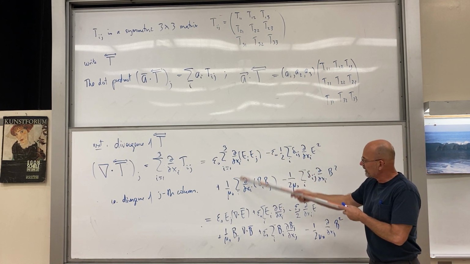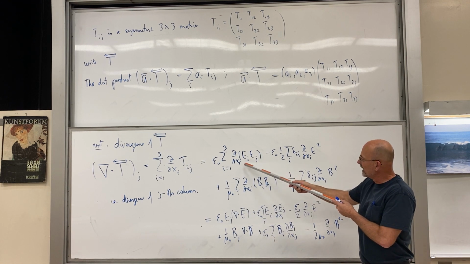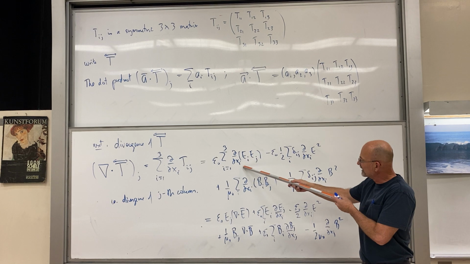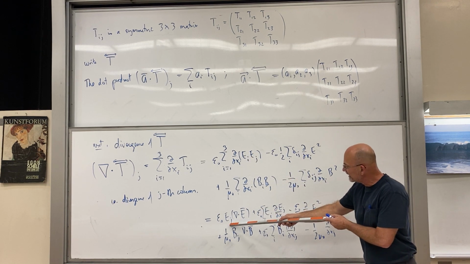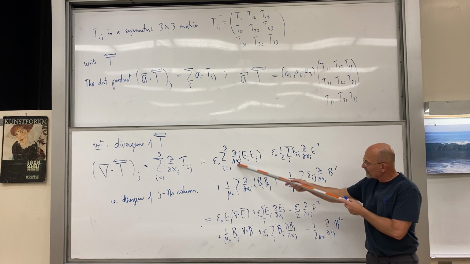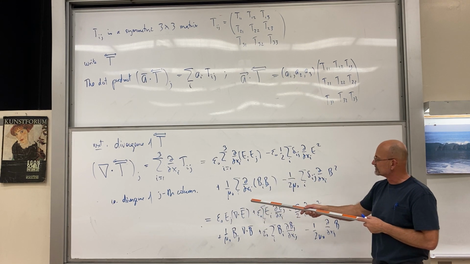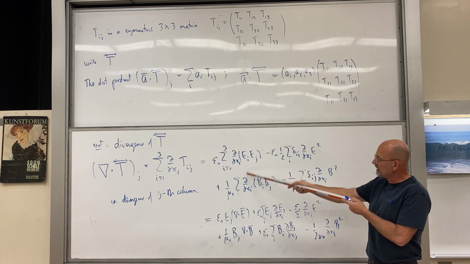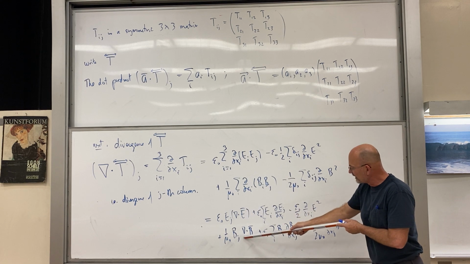So this first one here, epsilon naught E sub j, we're differentiating with respect to x sub I. Okay, so that goes with the E sub I, so we pulled out an E sub j, and then we still have a sum, and that's the divergence of E. E sub 1, E sub 2, and E sub 3. Okay, so that takes care of these two.